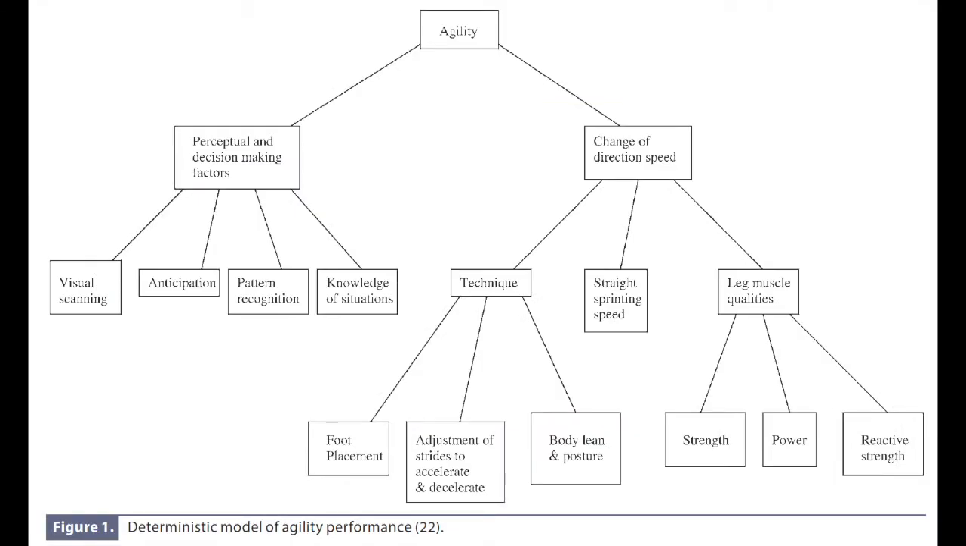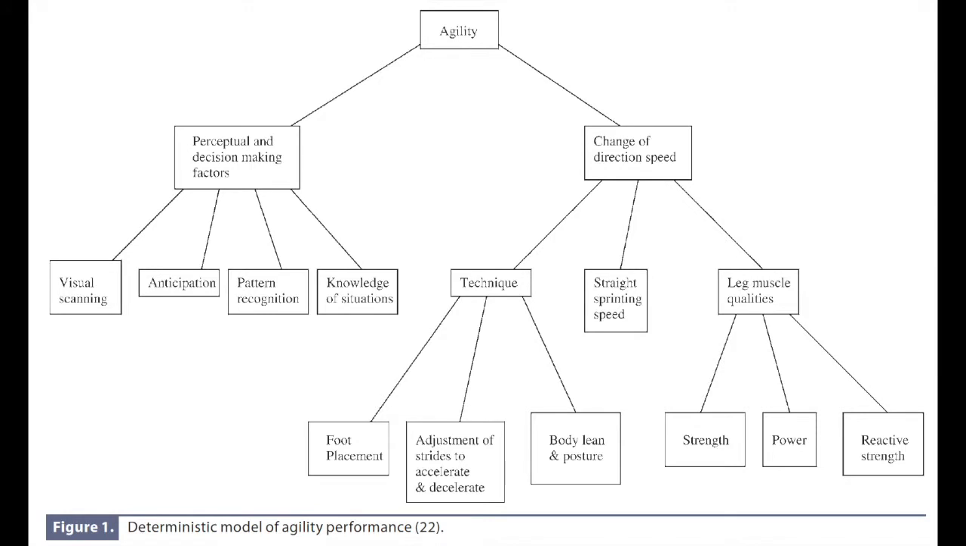And now we're moving on to the agility part of the assignment. So agility involves a rapid whole body movement with changes in velocity and the maintenance of balance while responding to a stimulus. So looking at this deterministic model of agility performance, we will be ignoring the perceptual and decision-making side in this assignment, but we should note that they are separate but important elements. Indeed, without context, there is no meaning.